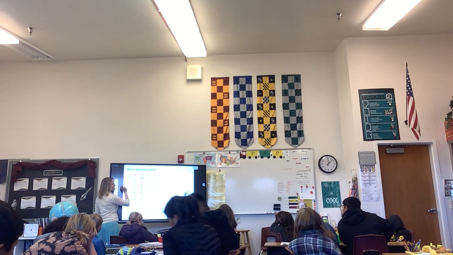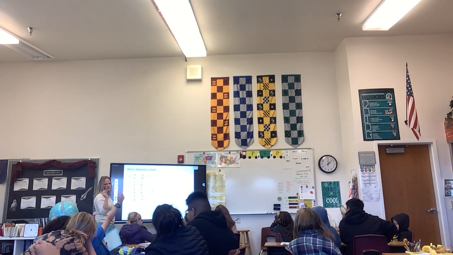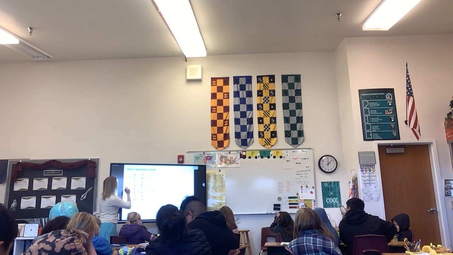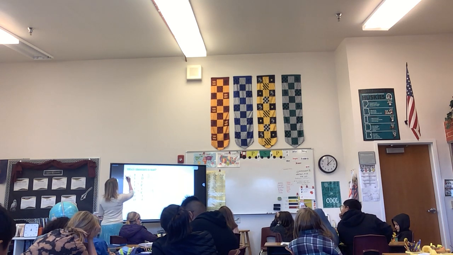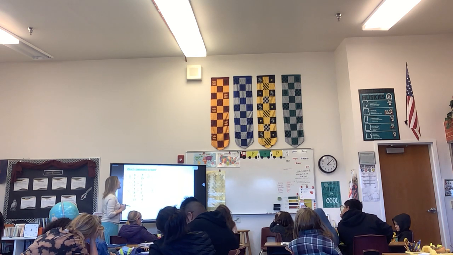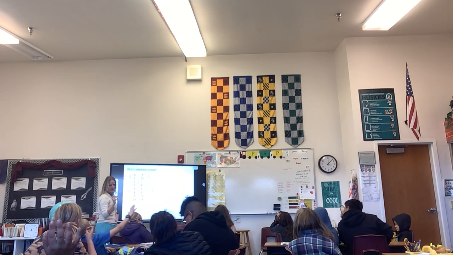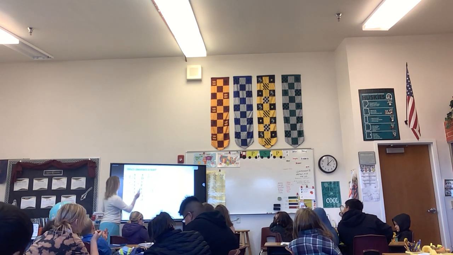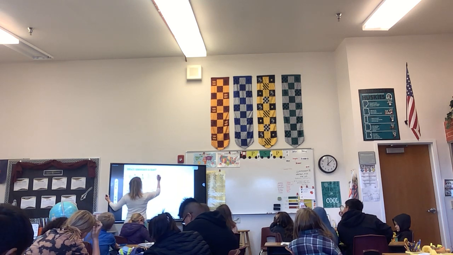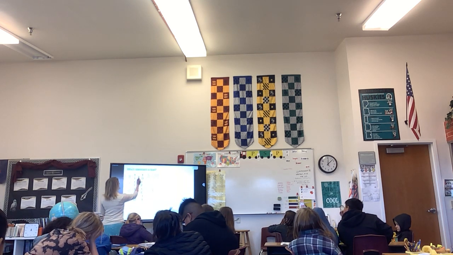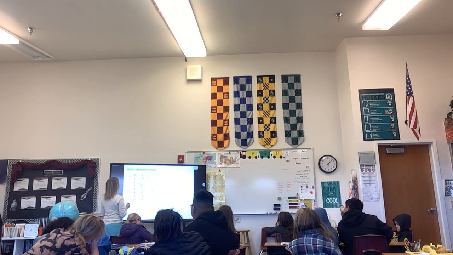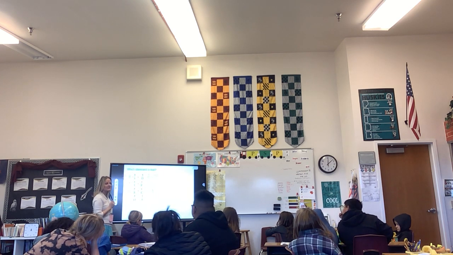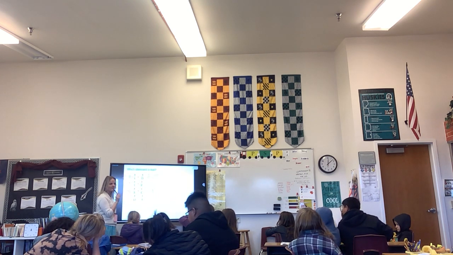3 times 12 is what? Sophia? 3 times 12 is 36. And 8 times 5 is what, George? 40. Is 36 less than 40? Yes. Do you see how it was the first one?